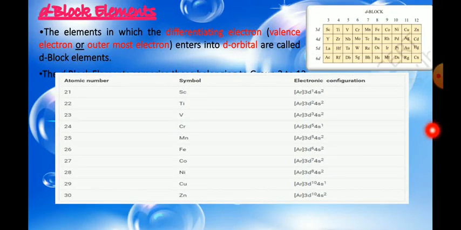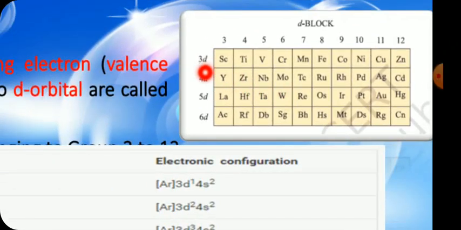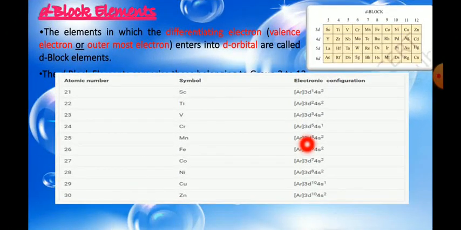Here I'll take an example of a 3d series. This first series belongs to the fourth period, it's called the 3d series. Scandium, titanium, vanadium, chromium, manganese, iron, cobalt, nickel, copper and zinc. I'll take an example of this series. Scandium with atomic number 21, its electronic configuration is 1s2, 2s2, 2p6, 3s2, 3p6, 4s2, 3d1.